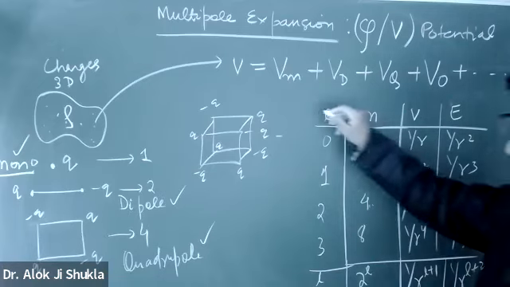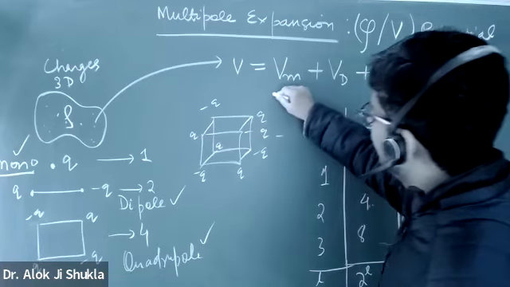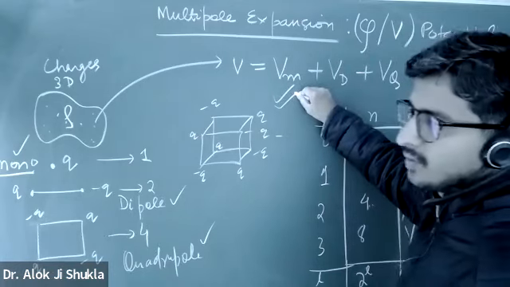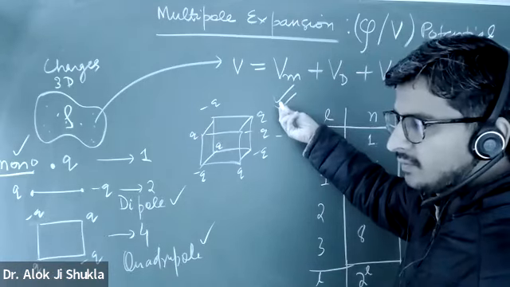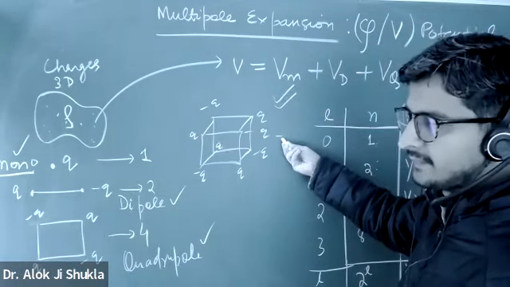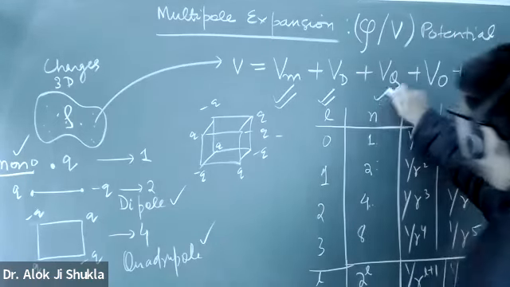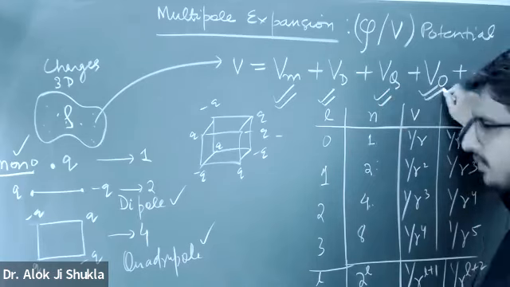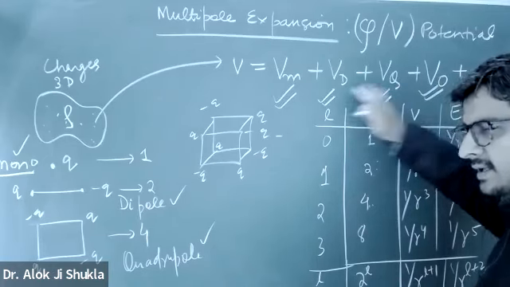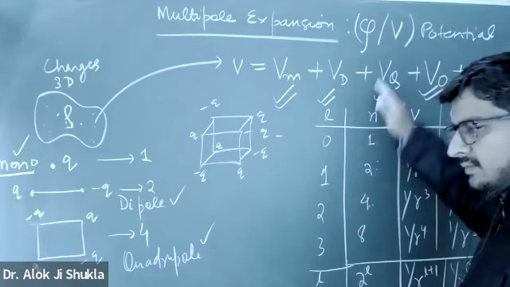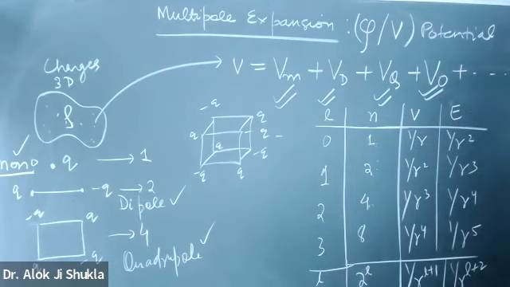So अब हमें क्या पढ़ना पड़ेगा? What we will have to discuss, that how to write potential for monopole, that we already know, 1 upon 4 pi epsilon naught q by r. How to write for dipole, how to write for quadrupole, how to write for octopole. So इतने की जरूरत नहीं है, just monopole, dipole, quadrupole will be enough.